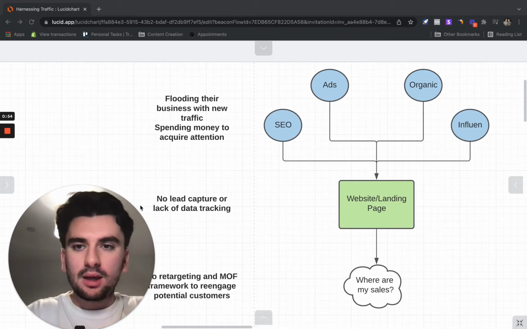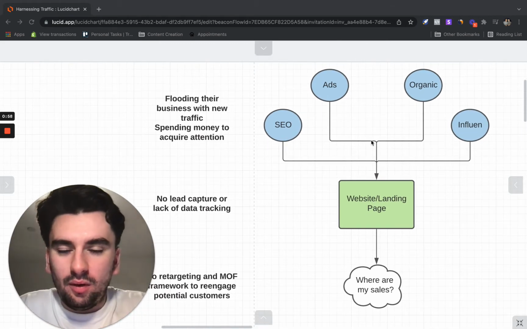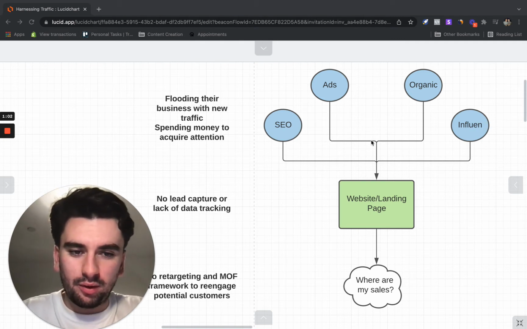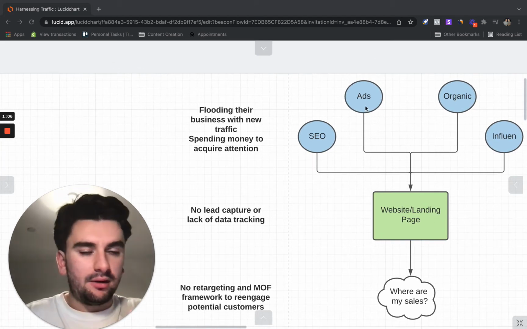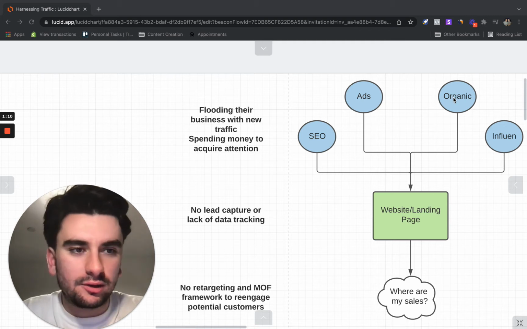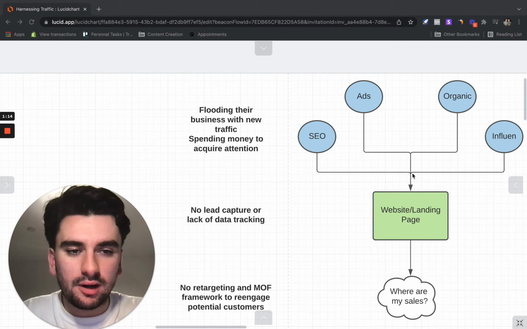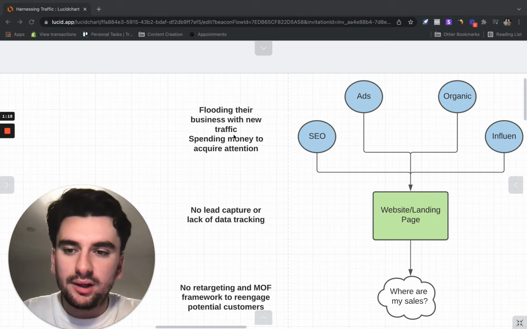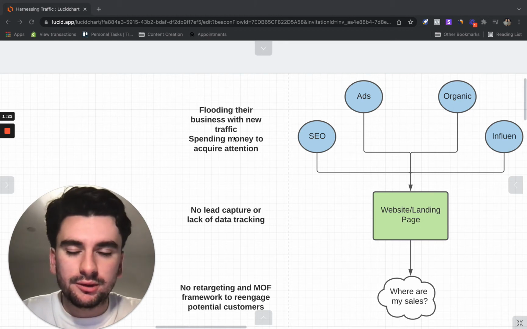As you can see here, this is a typical example of a business who is trying to do the right things, but is probably not seeing success. They're running ads, organic, they're ranking SEO, their organic socials are doing well, they're using influencers and referrals to get all of this traffic to their landing page. They're flooding their business with new traffic, spending money to acquire attention, which is essentially what we are doing.